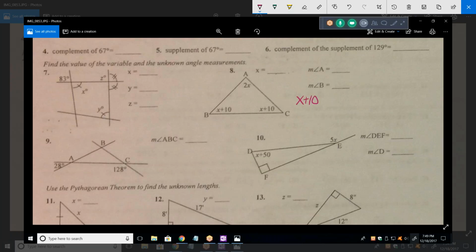No, add all three of them together. It's all three angles that equals 180. Okay, and the third one? And that equals 180. And now we got to simplify that. So gather all your like terms together on the left side. What do you have?